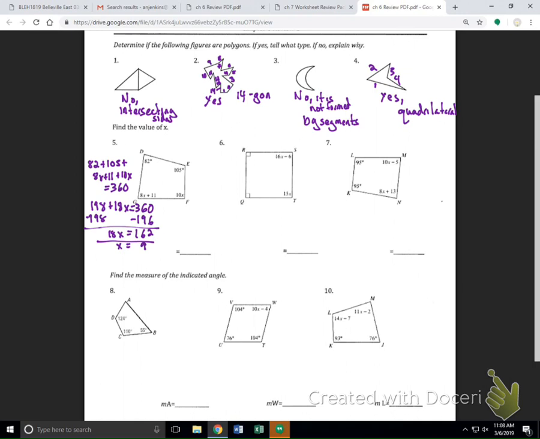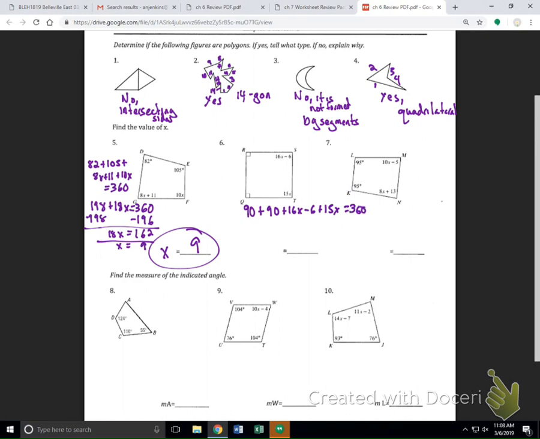Okay, so this question only says to solve for x. So x equals 9. That's what this blank should say. Okay, number 6, same idea. Remember, the right little corner marks tell you that these are right angles. So you're going to add these up. You have 90 plus 90 plus 16x minus 6 plus 15x equals 360.